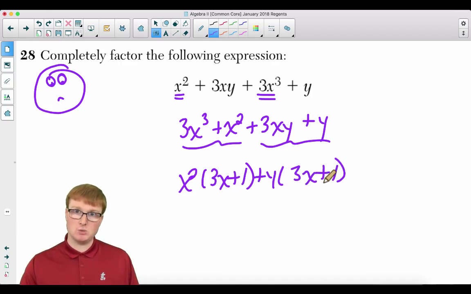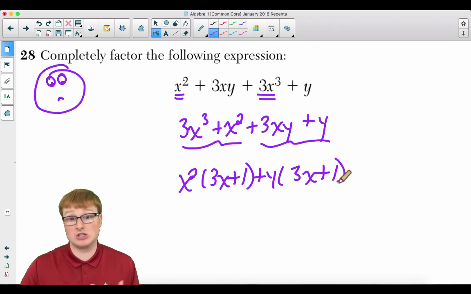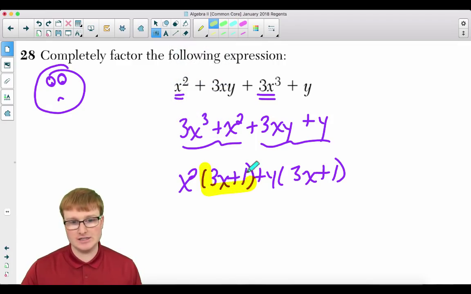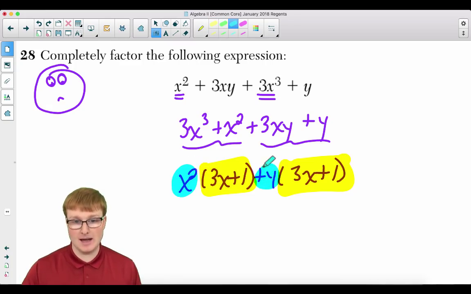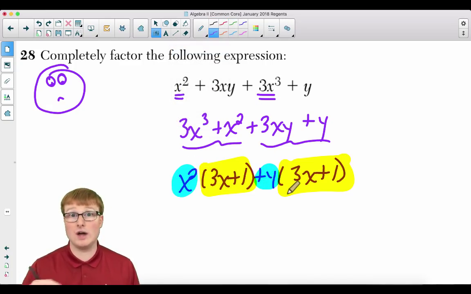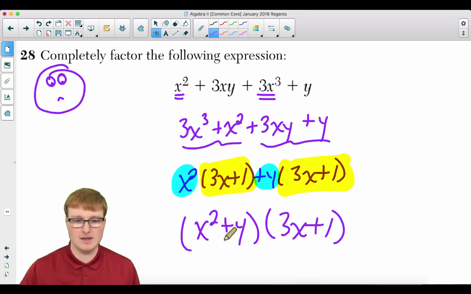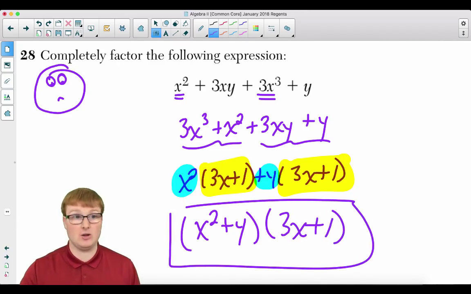Don't forget about that plus 1. When you take out a y, it's not 0 anymore. It's going to be 1. Now, that's good. Your goal when you group factor is these things have to be the same. And if they're not the same, you did something wrong. So now we're going to combine these into a binomial and just write the yellow one once. So you have x squared plus y times 3x plus 1. Ladies and gentlemen, that is the answer to that question.